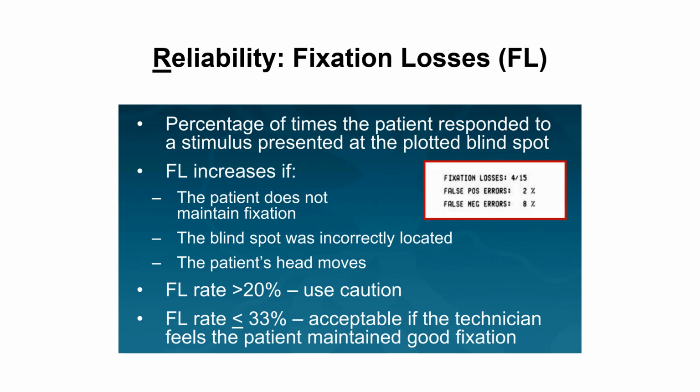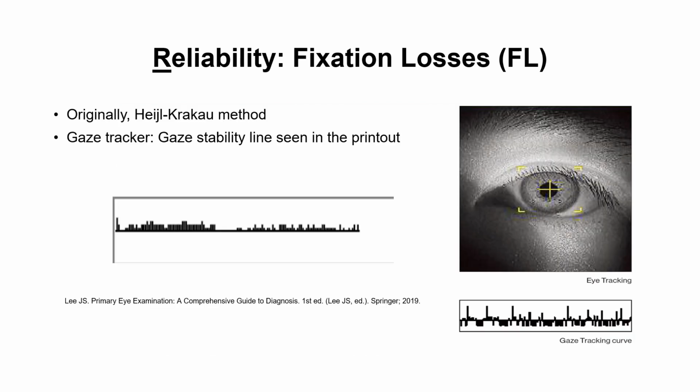Okay, and here you see the fixation losses is 4 out of 15. So as we said, the original method was the Heijl-Krakau method, where they present a stimulus at the plotted blind spot mapped in the beginning of the test. However, the main drawback is that if you incorrectly locate the blind spot at the beginning of the test, this will increase the fixation losses falsely, and it will appear that the test is unreliable.